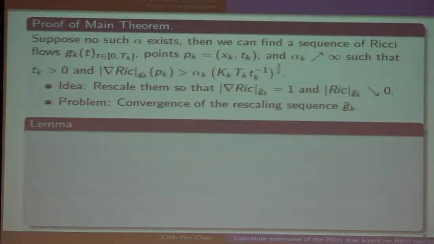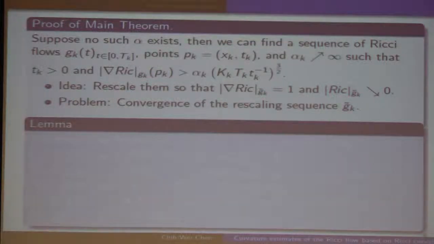Okay. Remember that we want to prove that the derivative can be controlled by Ricci itself, right? So if this is not true, it means that the derivative blows up very fast, faster than Ricci curvature. So if we rescale back so that the derivative becomes 1, then the Ricci will tend to 0.